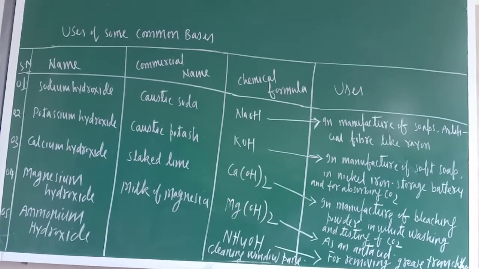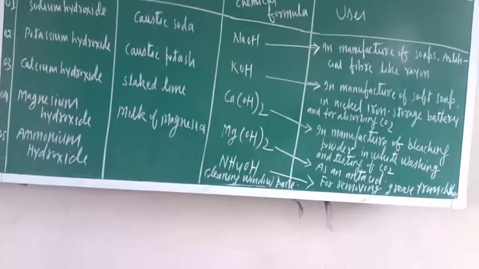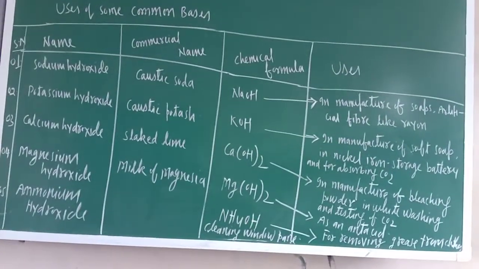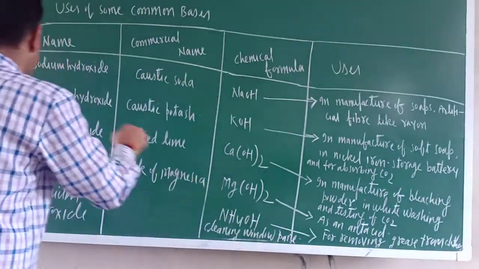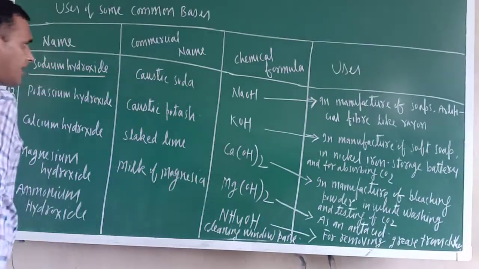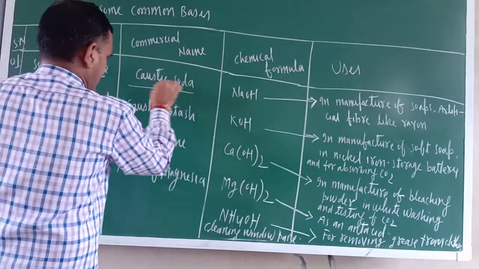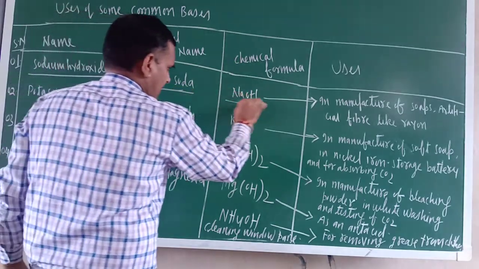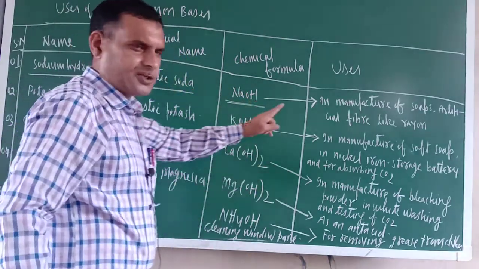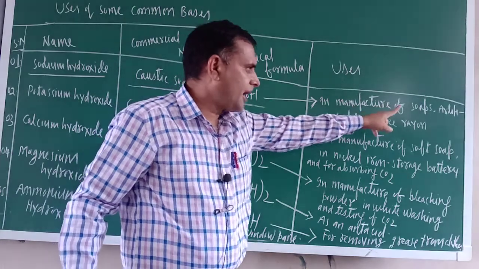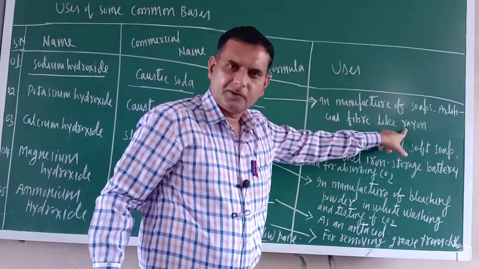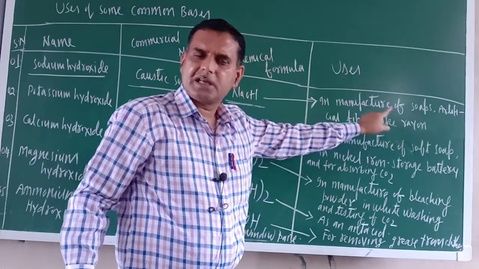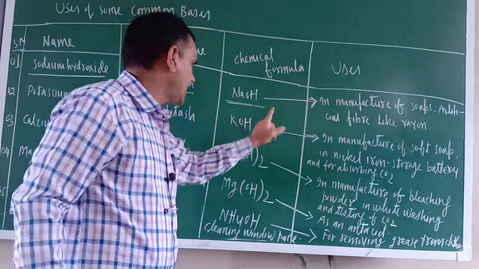So now, uses of some common bases. I have written 5 bases here. First one is sodium hydroxide. What is the commercial name of this one? Caustic soda. What is the chemical formula? NaOH. Where is it used? In manufacture of soaps and artificial fiber like rayon. Artificial fiber is made with the help of NaOH.